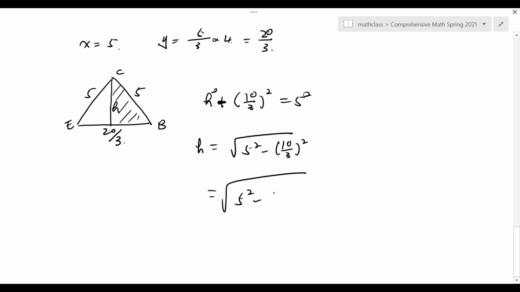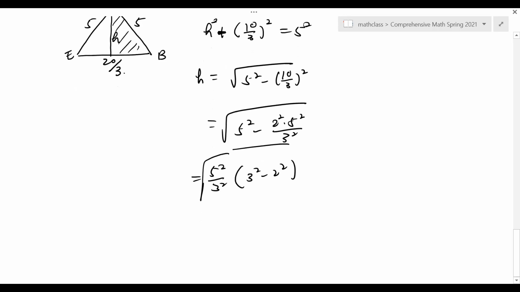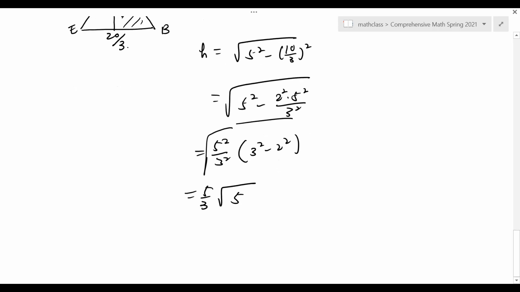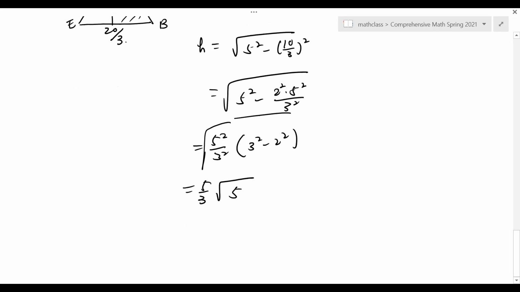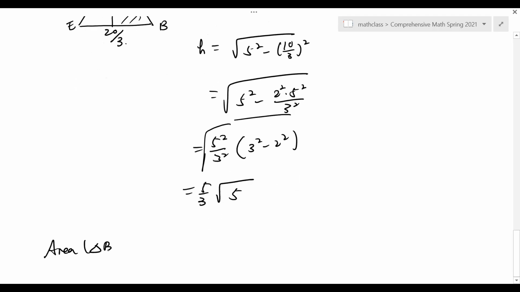Yeah, how do you simplify this, right? 2 squared, 5 squared, and 3 squared. So you can take 5 squared, 3 squared out, you get 3 squared minus 2 squared. Okay, so therefore you get 5 over 3 and square root of 9 minus 4. It's 5, right? 9 minus 4 is 5. Right, so this is a height. So once you get the height, then you get the area. Area of the triangle, right? BCE is a base, half of the base times the height.